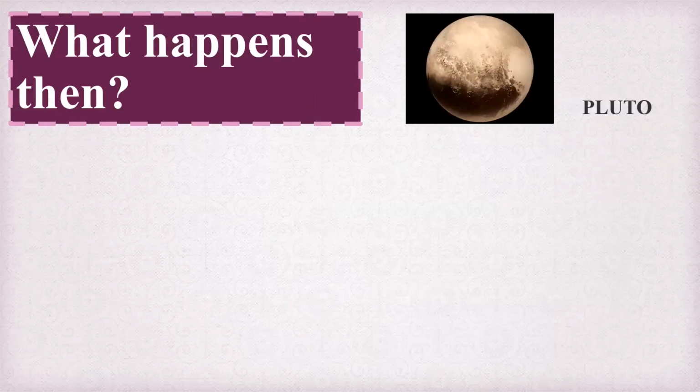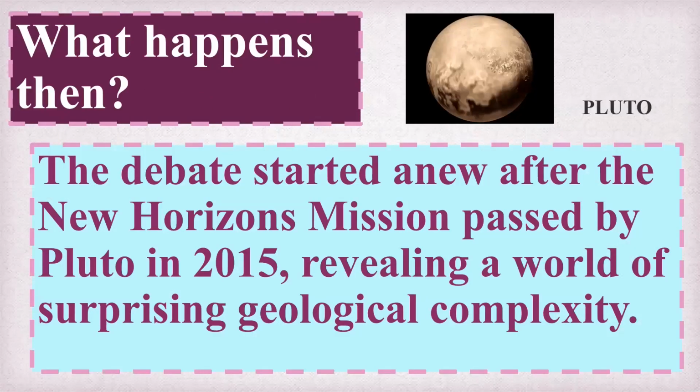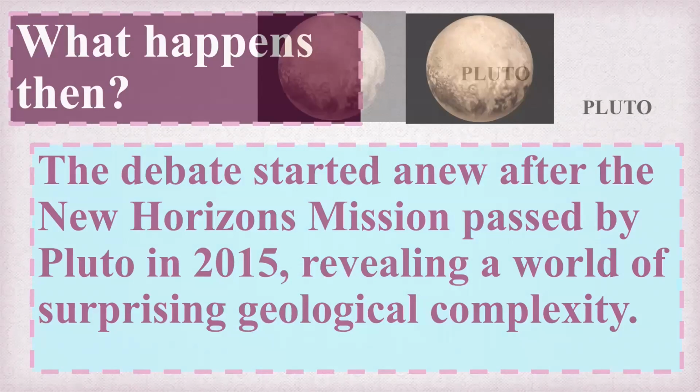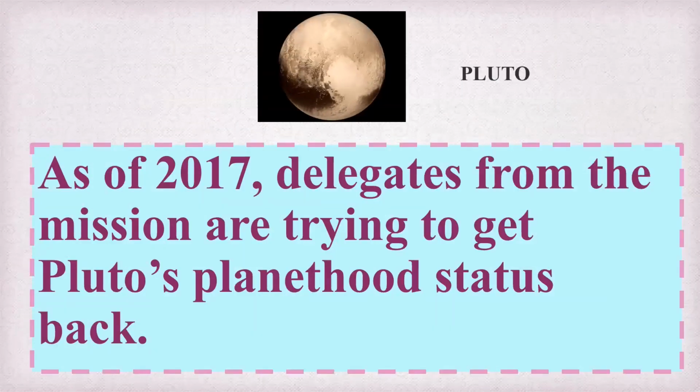So, what happened to that issue? The debate started anew after the New Horizons mission passed by Pluto in 2015, revealing a world of surprising geological complexity. And as of 2017, delegates from the mission are trying to get Pluto's planethood status back. So remember that dwarf planets are objects typically smaller than the major planets and often exist in regions like the Kuiper Belt.